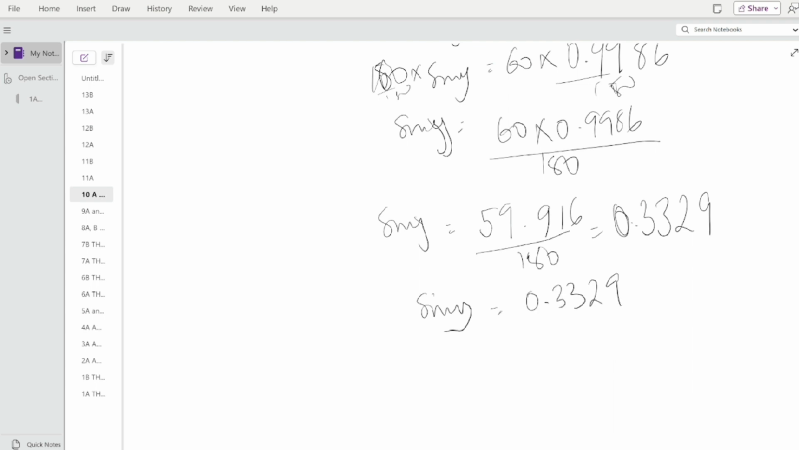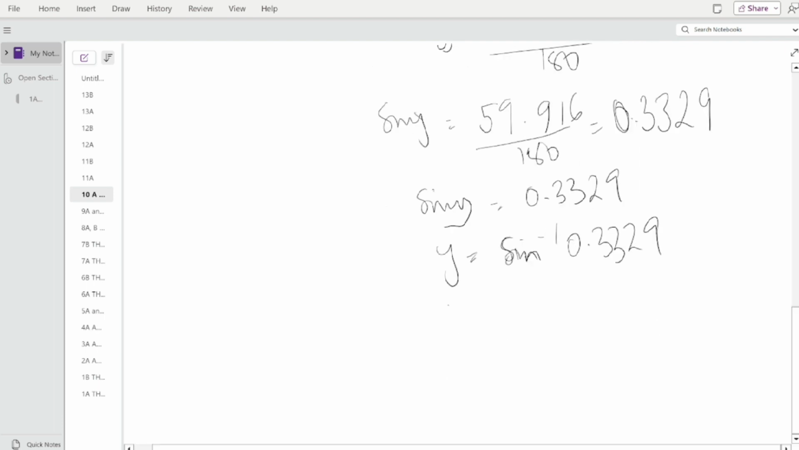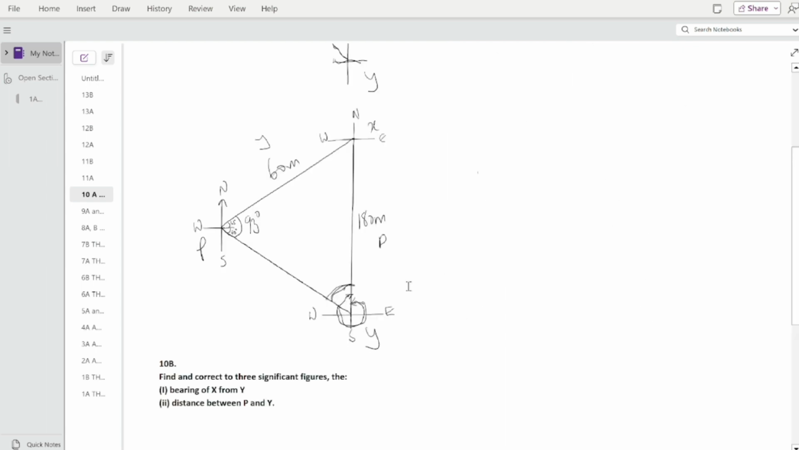0.3329. Y is equal to arc sine 0.3329. Using your calculator, pressing the shift button or the second function, sine, then you type this digit 0.3329, we'll discover that our angle is 19.4 degrees to 3 significant figures. We have figured out that our angle y is 19.4 degrees.